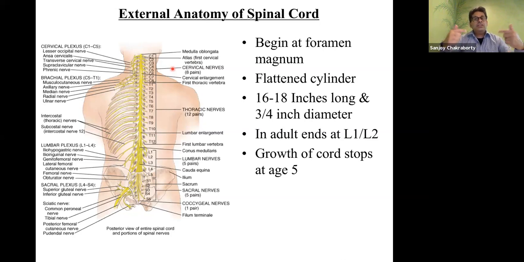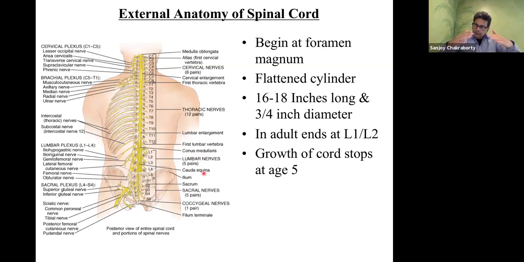Then the naming changes. Inferior to T1 is T1, inferior to T2 is T2, and so on until T12. So we have 8 pairs of cervical spinal nerves, and then 12 pairs of thoracic nerves, matching the 12 thoracic bones. Then we have 5 lumbar bones, L1, L2, L3, L4, and L5, so we have 5 pairs.